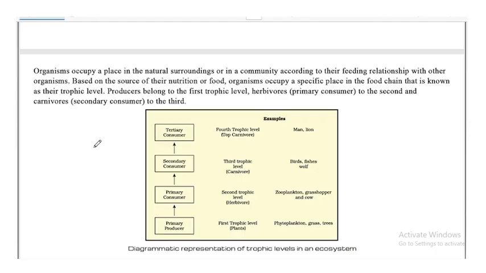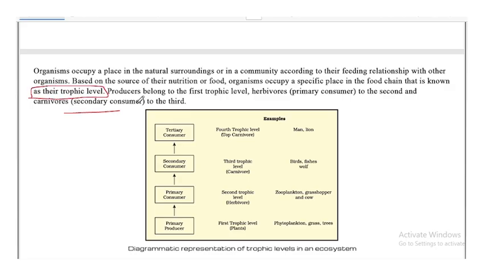Moving on, organisms occupy a place in the natural surroundings or in a community according to their feeding relationship with other organisms. Based on the source of nutrition or food, the organism occupies a specific place in the food chain that is known as a trophic level. Producers are the first trophic level, herbivores, the primary consumers, the second, and carnivores, that is secondary consumers, the third. So this is the definition of what a trophic level is.